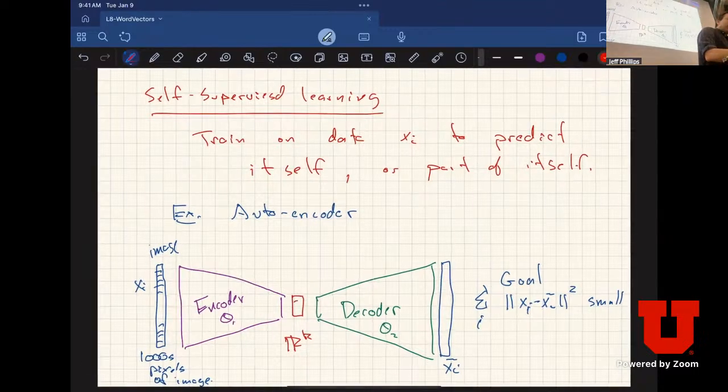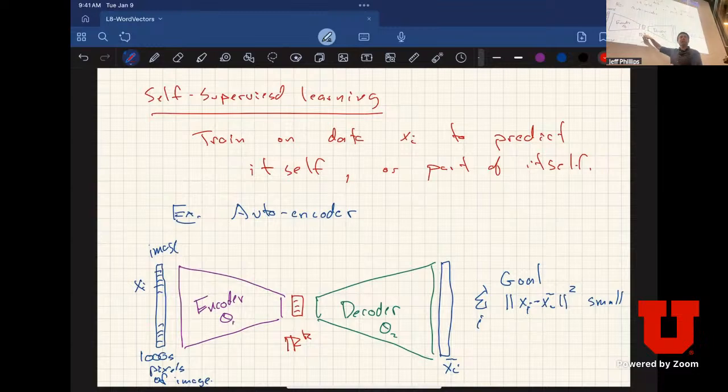Okay, and if k is equal to the number of pixels, I can just have this be the identity function. But typically k is much smaller, and by forcing it to be a smaller representation, then it has to do something clever. Okay, in order to match the output to the input, I have to do something clever in between. Okay, so this was an early example of self-supervised learning.